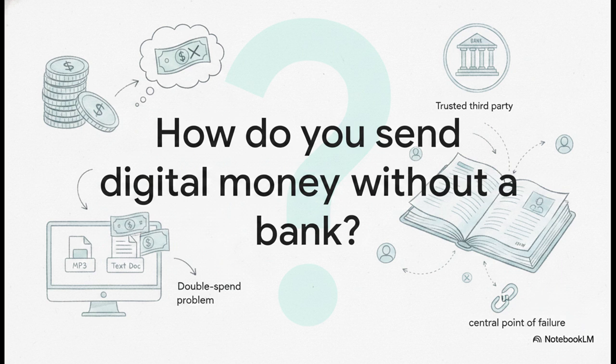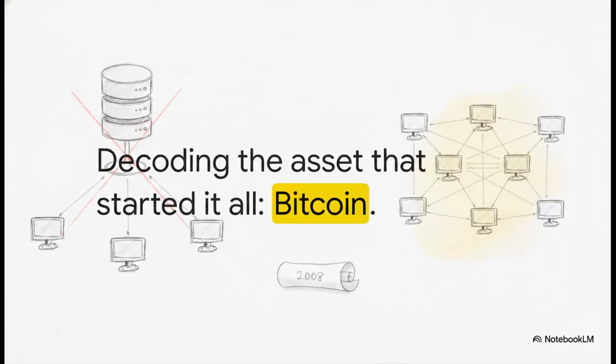Well, historically, the only solution was to use a trusted third party, like a bank or a centralized server, to keep a master ledger and verify every single transaction. But as we know, that creates a massive central point of failure. That entire paradigm changed in late 2008. That's when the pseudonymous Satoshi Nakamoto published a brilliant white paper proposing a purely peer-to-peer version of electronic cash.